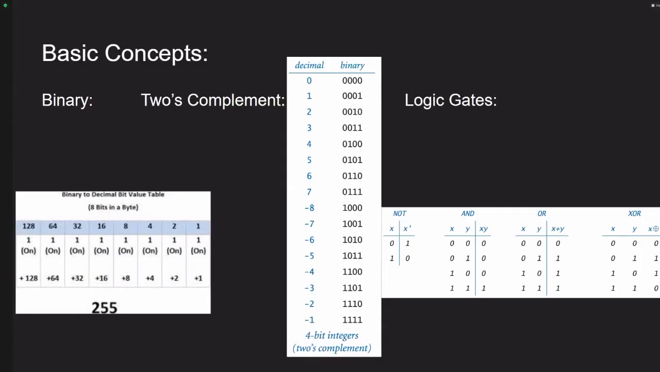The number 1 means it's on. So you would add that spot to every other spot that's a 1, and that's how you can tell what number each thing is. So that's how you can read a binary number.